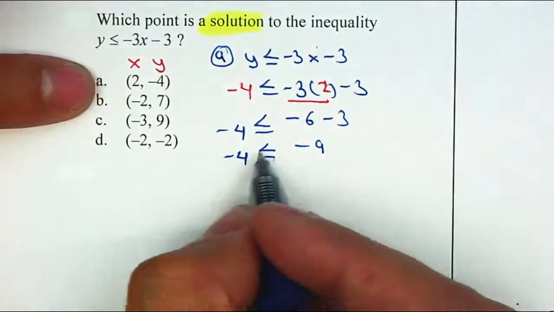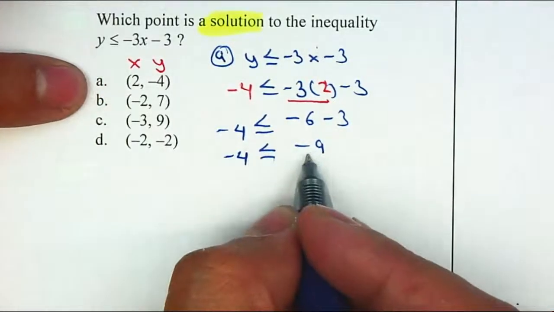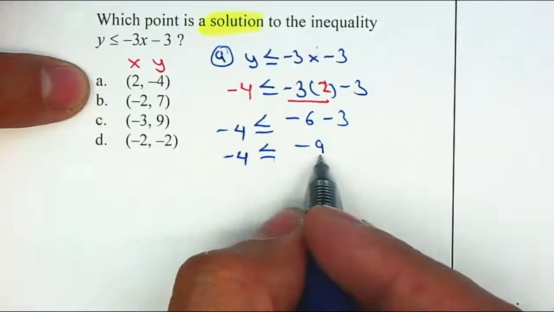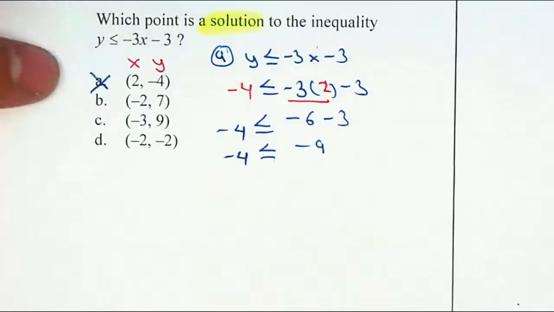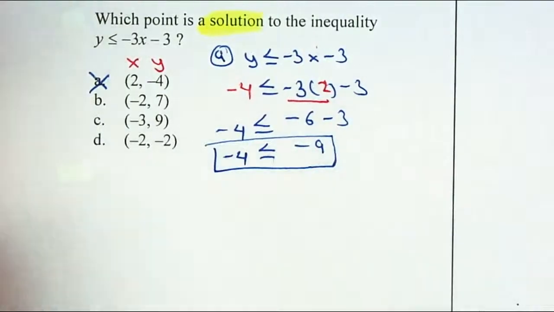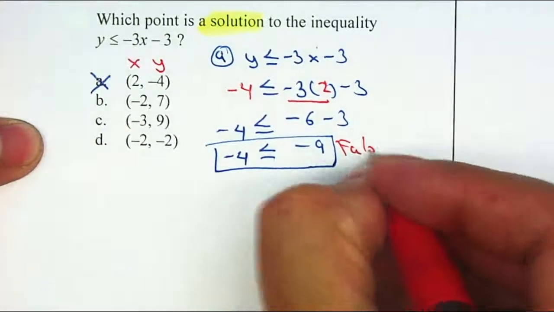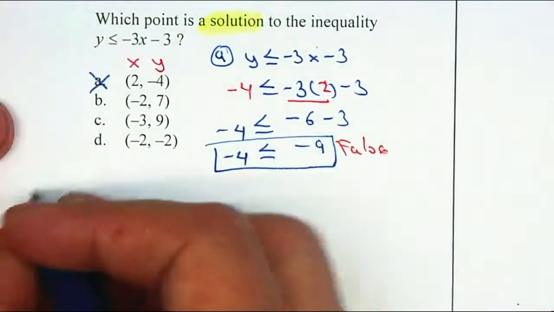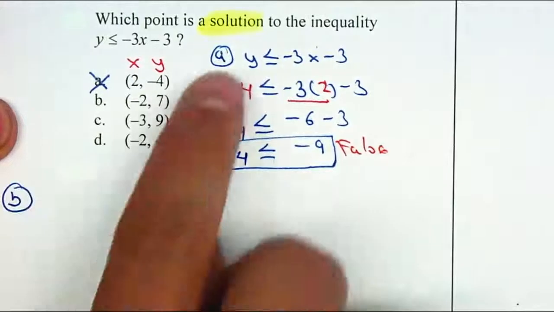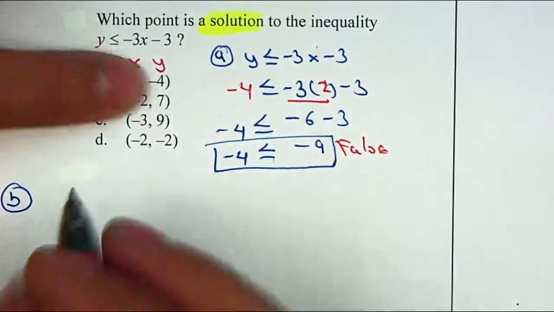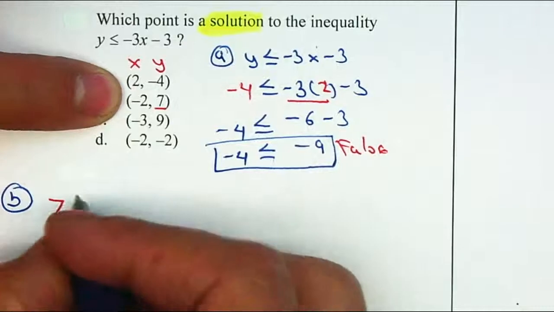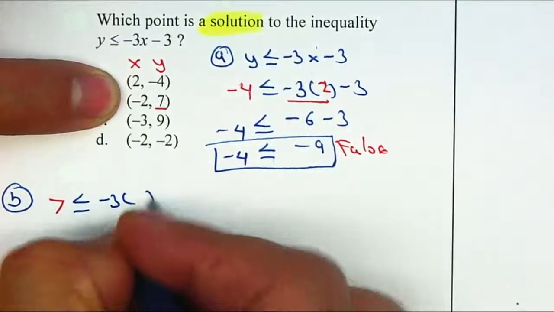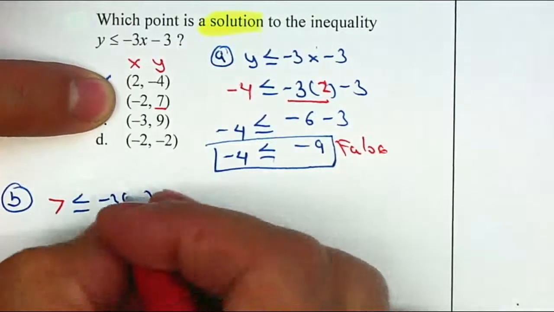Is negative 4 less than or equal to negative 9? No. Negative 4 is bigger than negative 9. So A is none. This is false. Let's try letter B. I'm going to do the same thing to the equation. Instead of the y, I'm going to plug in a 7. Instead of the x, I'm going to replace it with a negative 2.